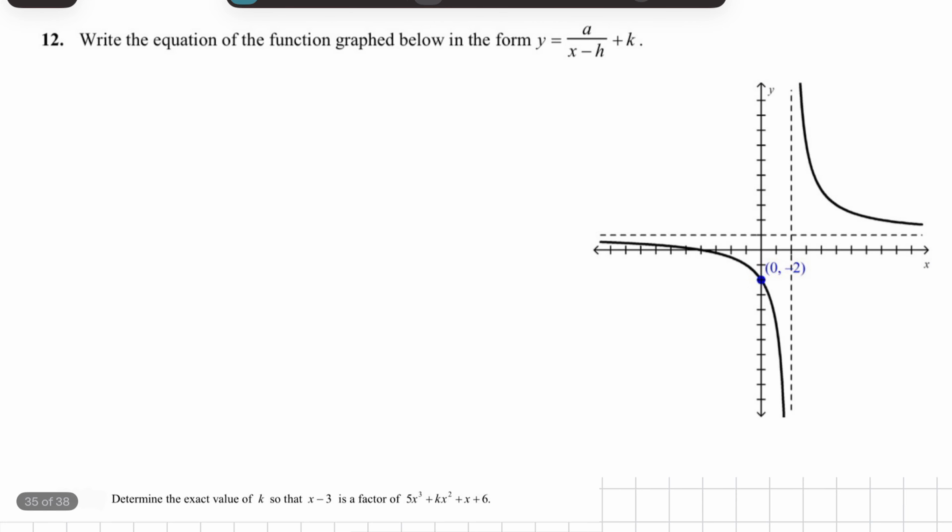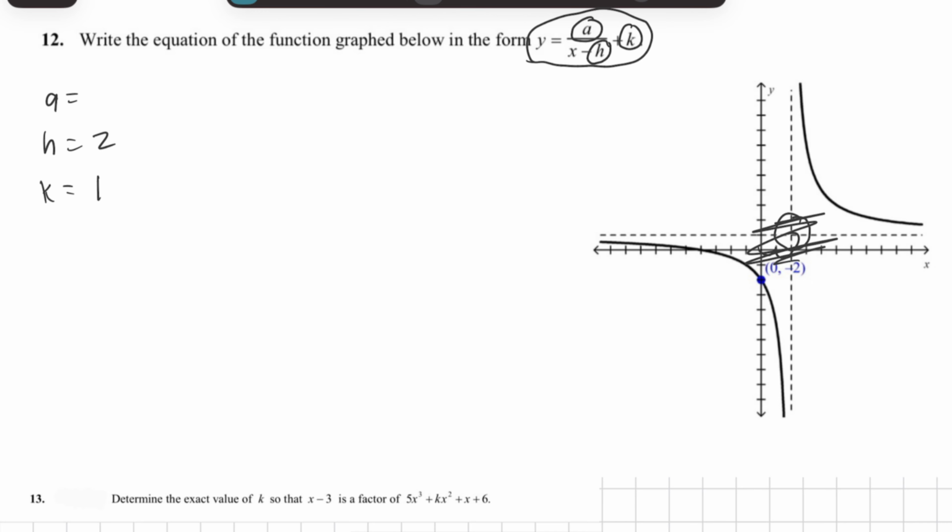Question 12. Write the equation of the function graph below in the form y equals a over x negative h plus k. So this already gives us a big hint at what we have to do. We need to find a, we need to find h, and we need to find k. So I usually just go ahead and write those out. We know that this point is going to be what h and k are because those are our x and y values. Just think about when you're plotting a reciprocal function graph. So we know if it's going over 2 and up 1, we know that our x value is going to be 2, so h is 2, and k, if it's going up 1, is going to be 1. So we already know what that is.